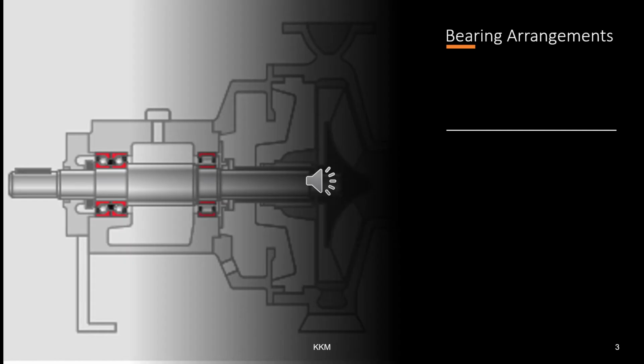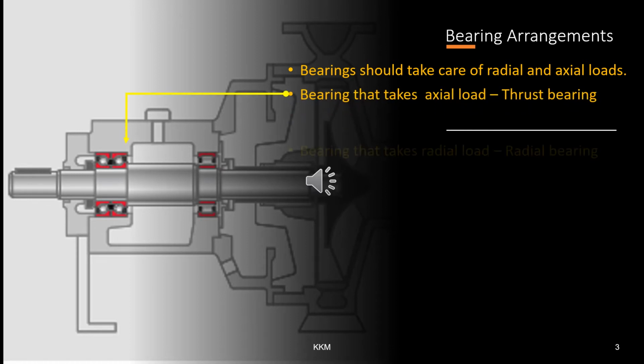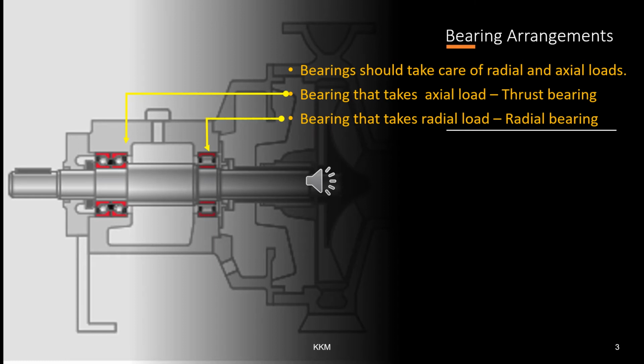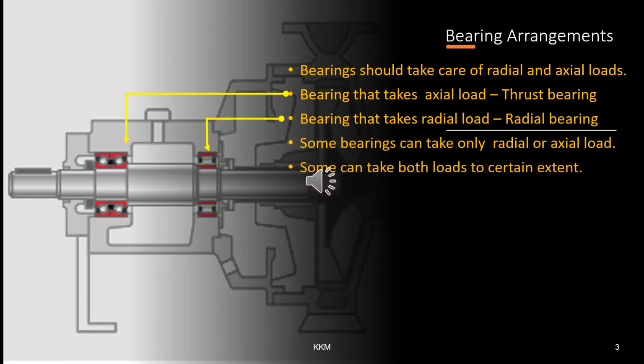Bearing arrangements. We have learnt that the bearing should take care of radial and axial loads. A bearing that takes axial load is known as a thrust bearing. A bearing that takes radial load is a radial bearing. In the previous video, we have seen which bearing can take radial load or which bearing can take axial load. Some bearings, like deep groove ball bearings in the 6000 series, can take both loads to a certain extent.